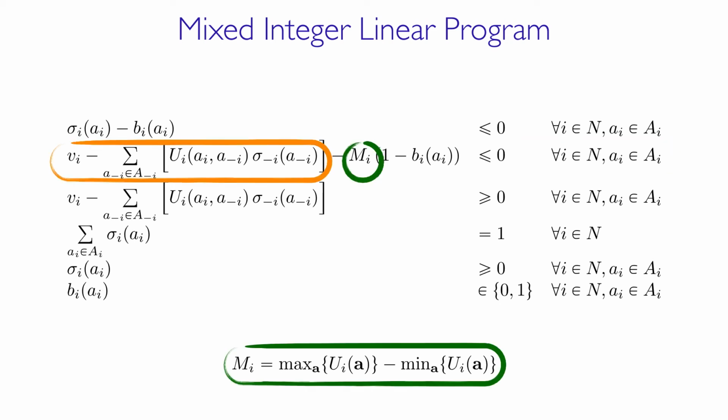Consider this constraint. Consider the case in which the value of b_i(a_i) is equal to 0. The orange term is smaller than the green term. Since the green term is a large constant, the constraint always holds. Instead, when the value of b_i is equal to 1, that is, when the action is in the support, the orange term is equal to the green term. This means that if b_i is equal to 1, and therefore the action is played by the player, the action must provide an expected utility equal to v_i. That is equivalent to saying that the action is a best response.